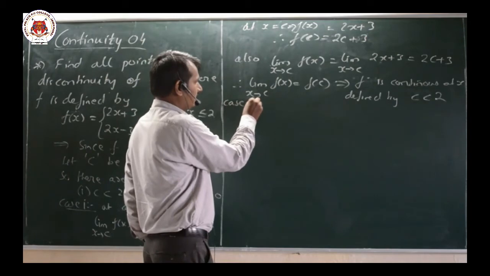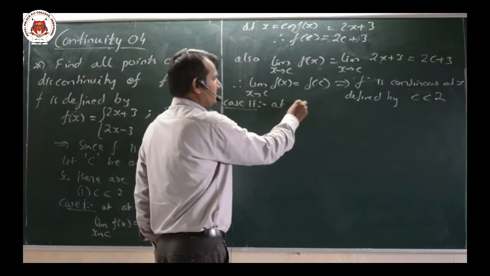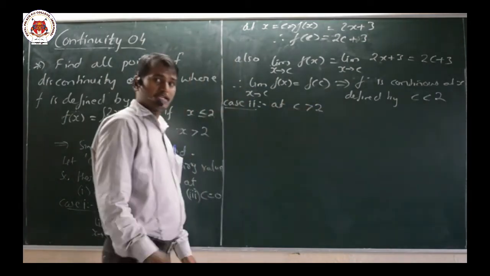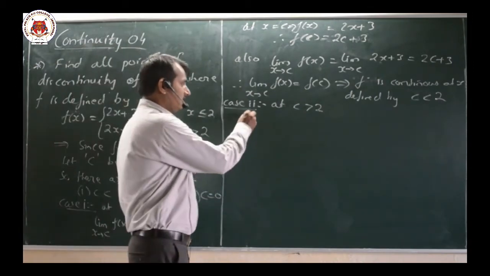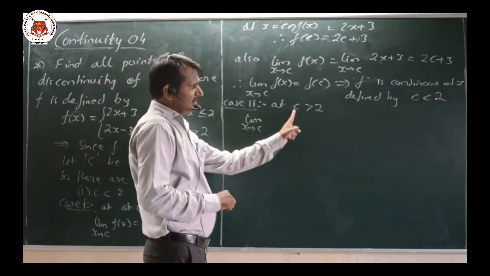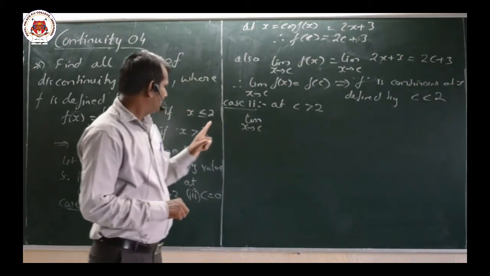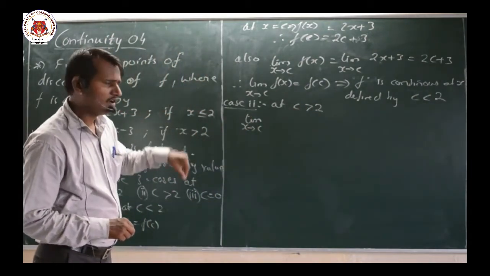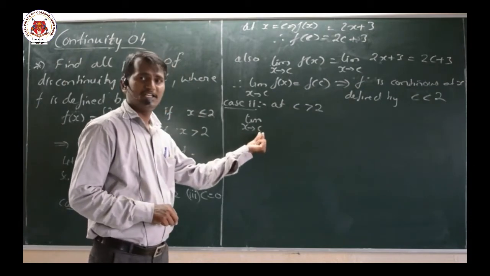Case two. Now what is that? At c greater than 2, again same as it is. Let us take the definition, limit as x tends to c. That means x greater than 2, whatever the values are greater than 2, those all values we are taking as one single entity, that is c.